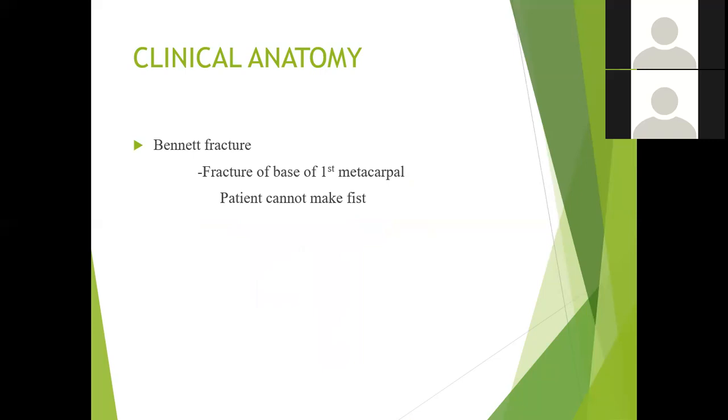So now we are coming to the clinical anatomy of the metacarpal bone. For the metacarpal bone fracture, you can see Bennett fracture. What is Bennett fracture? It is an important question. It is the fracture of the base of the first metacarpal bone. So if the first metacarpal base is fractured, the condition is called Bennett fracture. What is the clinical significance here? The patient will come with pain in making a fist, or the patient cannot make a fist. That is a typical sign for Bennett fracture.